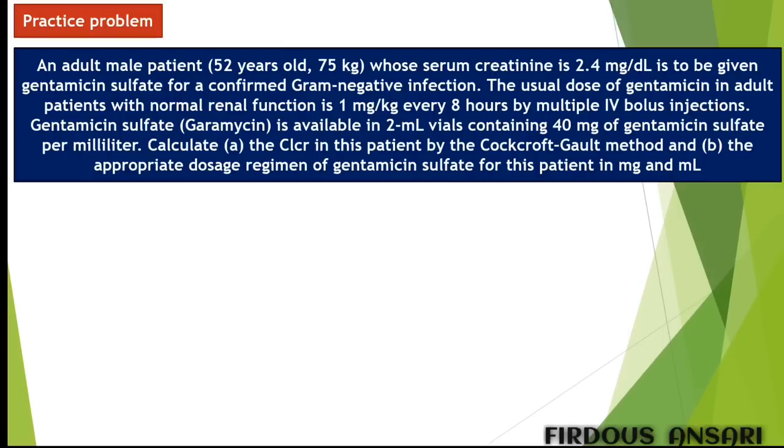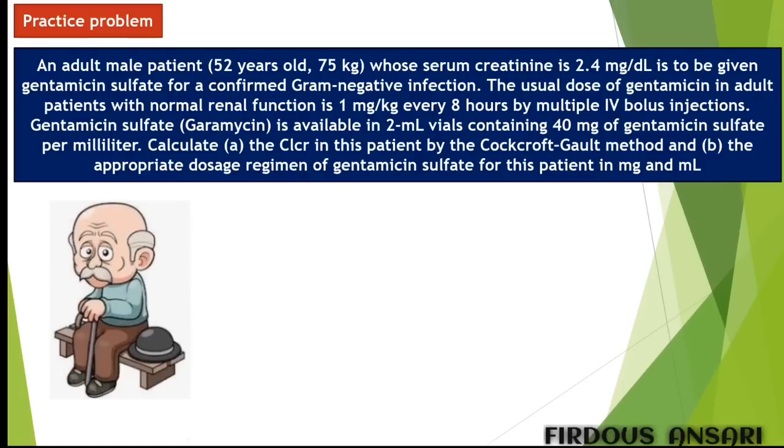Now, this is very big, so many words. So we'll simplify this. Suppose this is an adult male patient. What data is given: age is 52 years old, weight is 75 kg, and serum creatinine level is 2.5 mg per deciliter.